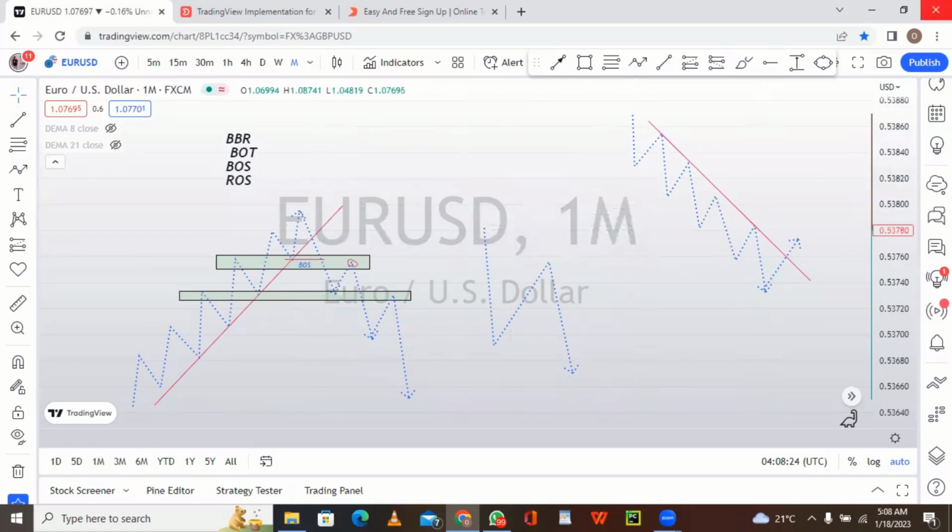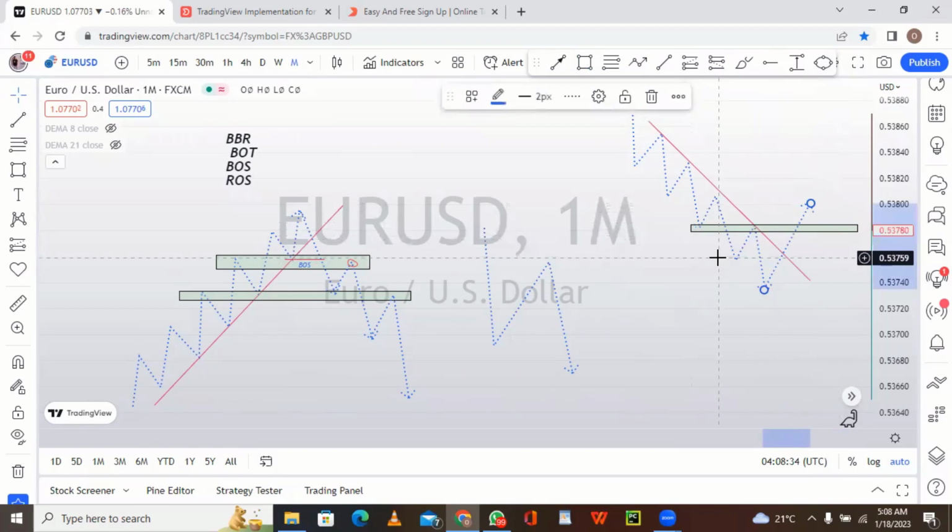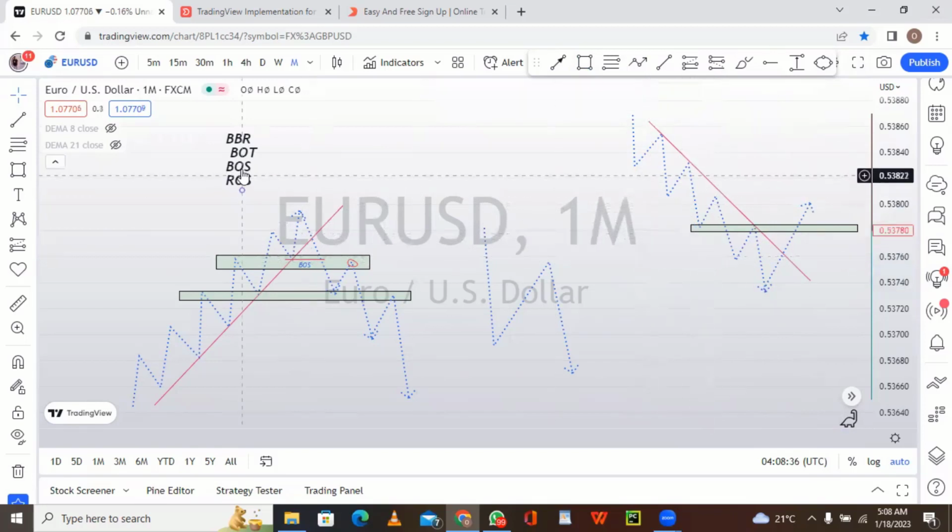Now you want to wait for a break of structure. And then all you see is that eventually the market broke this structure. Now there is a break of trend, and there is also a break of structure. The next thing you want to see is a retest to any of the broken structure. So you have this coming back to retest this.